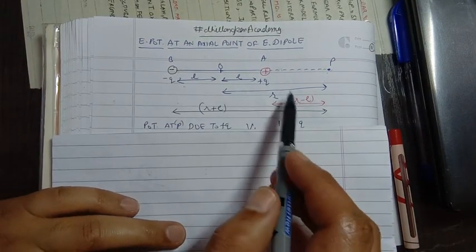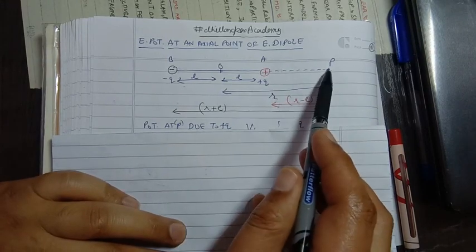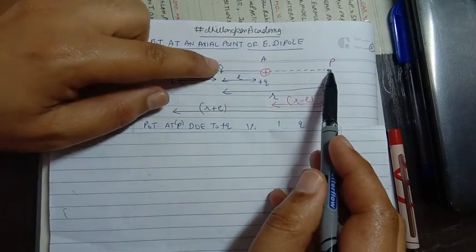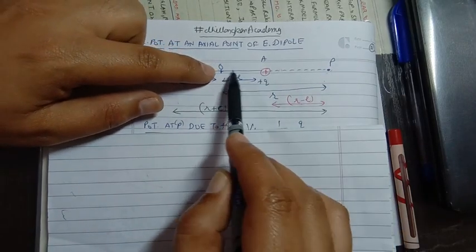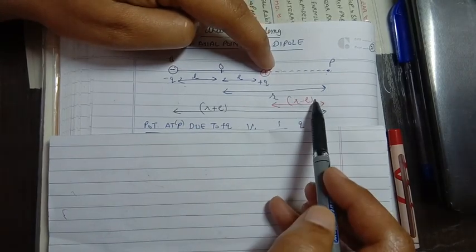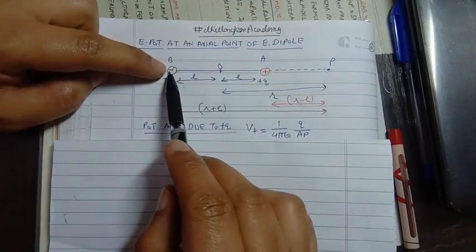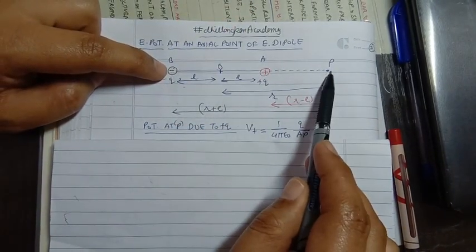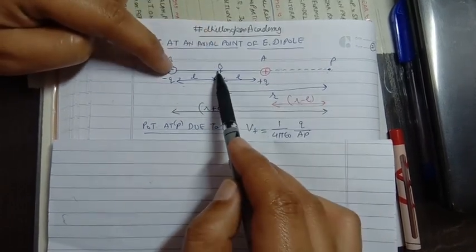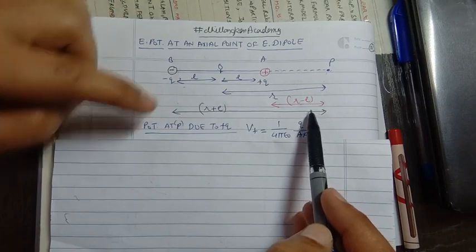The distance between the plus q charge and the observation point P is r minus L. This total distance is r. This distance between O and A is L. So this much distance is equal to r minus L. If we look at the distance of the negative charge to P, this distance is already r. This distance is L. So the total distance is r plus L.